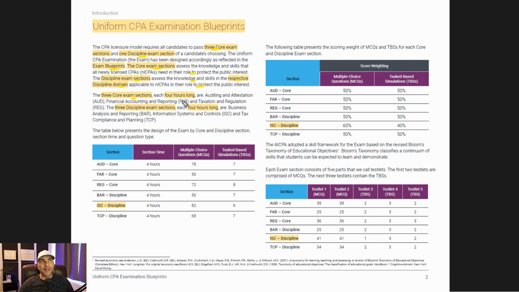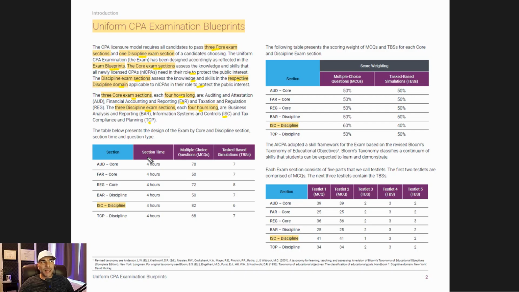The 3 core exam sections are each 4 hours long. They include audit, financial accounting and reporting, FAR, and reg, taxation and regulation. And the 3 discipline exam sections are also 4 hours long, and they include BAR, BEC, Information Systems and Controls, ISC, which we're going to be looking at now, and Tax Compliance and Planning, TCP.